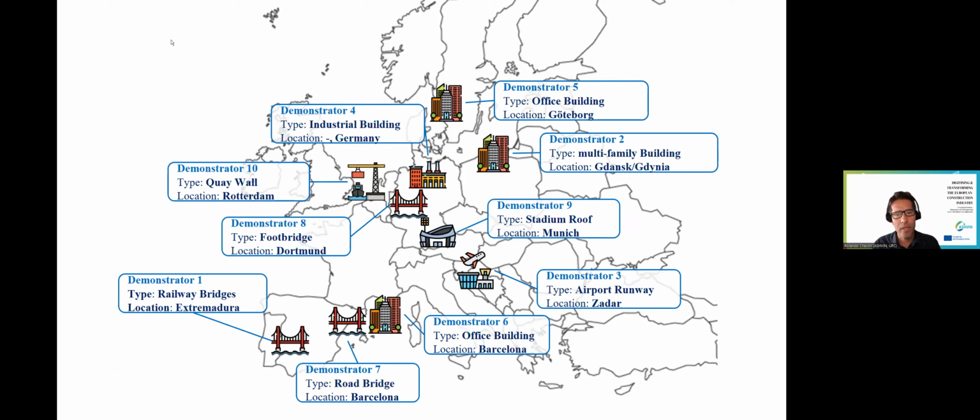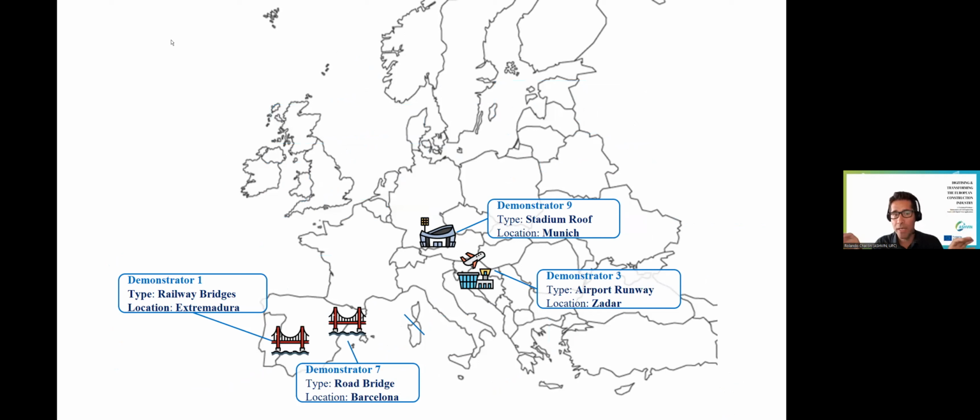So to tackle this challenge in this project, we have had the opportunity of working with 10 different demo cases, demo sites, covering design, construction, and maintenance, covering different types of information and nature of those assets. But today we will focus on those related to maintenance, which are bridges, a stadium roof, and an airport in Croatia. Specifically demo 1, demo 7, and demo 3 we will discuss today.